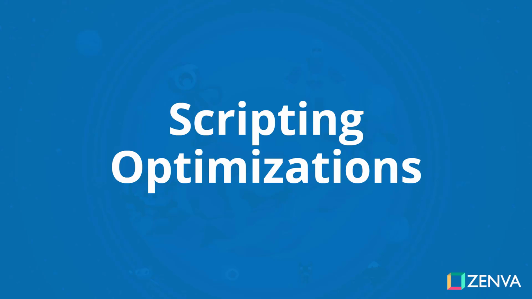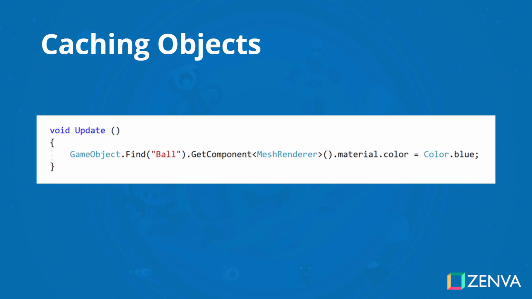Hey everyone, in this lesson we are going to go over a few scripting optimizations to help out with performance. As you create your games and increase the number of scripts and complexity of them, it will potentially get to a point where the scripts are impacting the performance, and this can be due to a number of different reasons. First of all, let's go over the concept of caching objects.